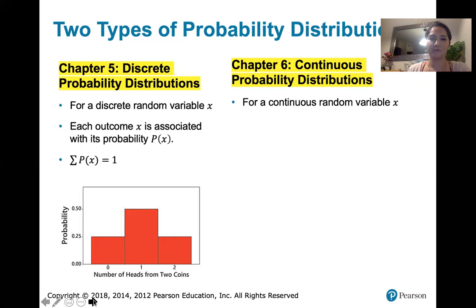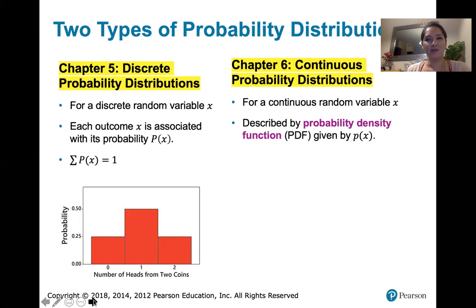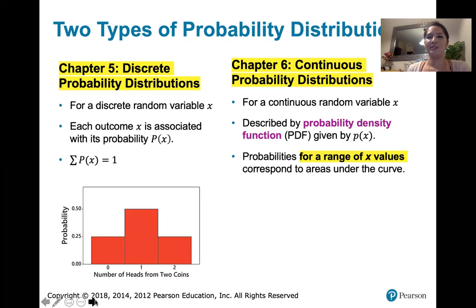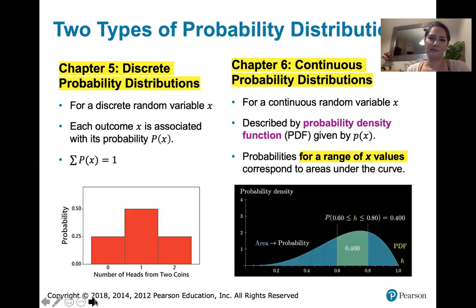Now, with a continuous random variable, rather than associating each x with a probability, we're describing the entire distribution with a probability density function, or PDF, given by p of x. Now, this is going to associate probabilities for a range of x values to areas under the curve, like we did here. So if h is between 0.6 and 0.8, the probability is this area.